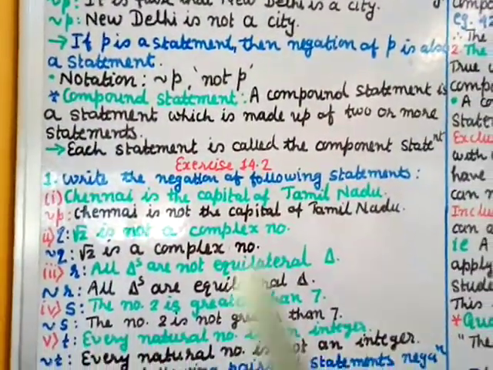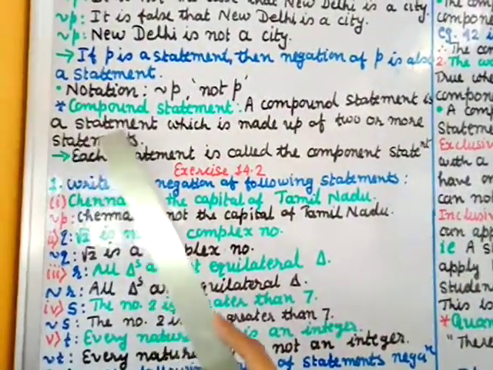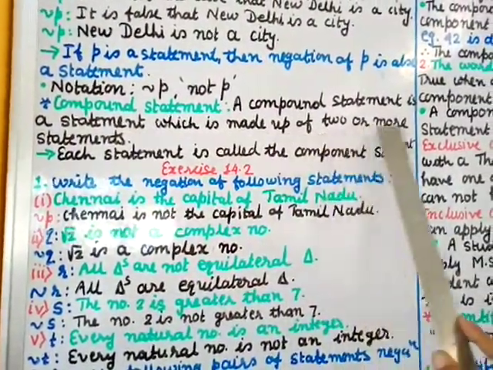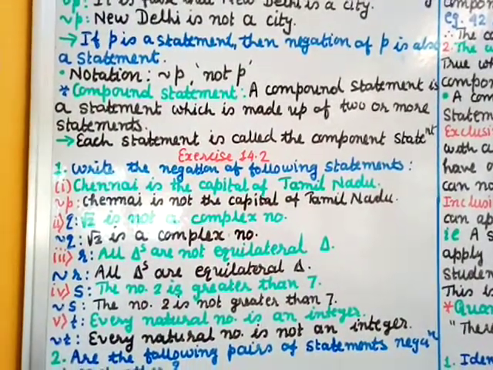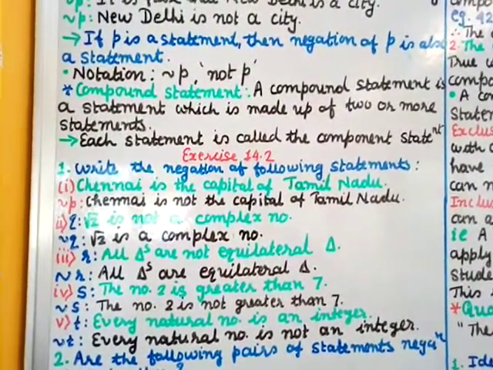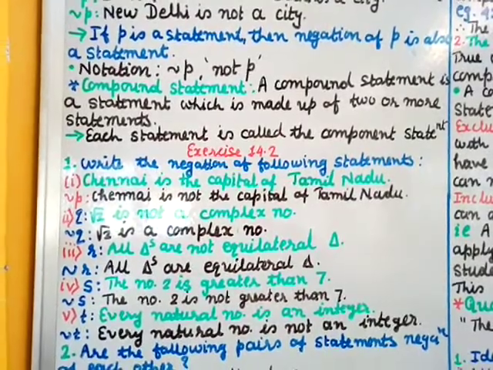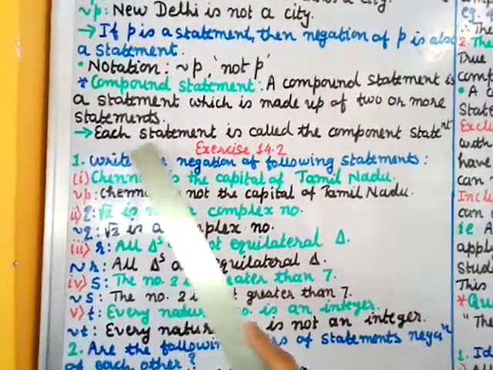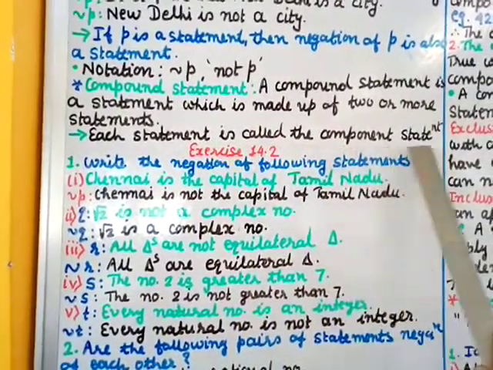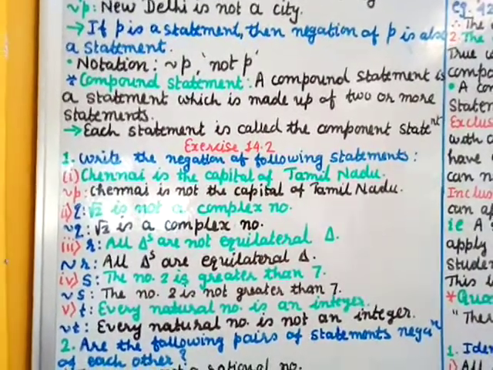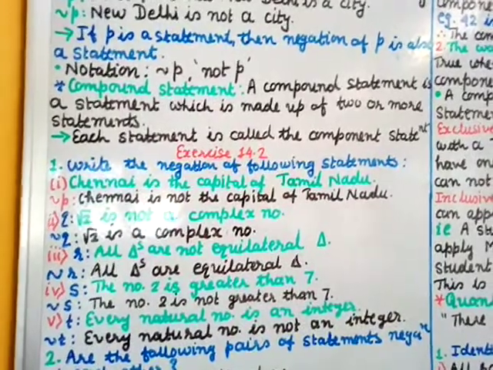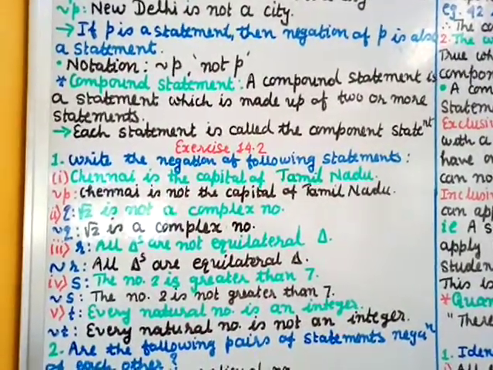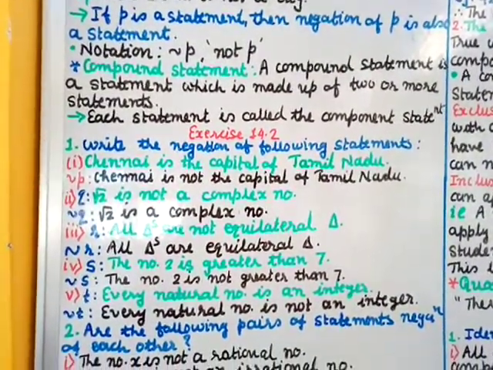Compound statement. A compound statement is a statement which is made up of two or more statements. So if you have a statement which is made up of two or more statements, then you call that statement a compound statement. Each statement is called a component statement. In the compound statement there are two or more statements, so each of these statements you call a component statement. With this we can start exercise 14.2.